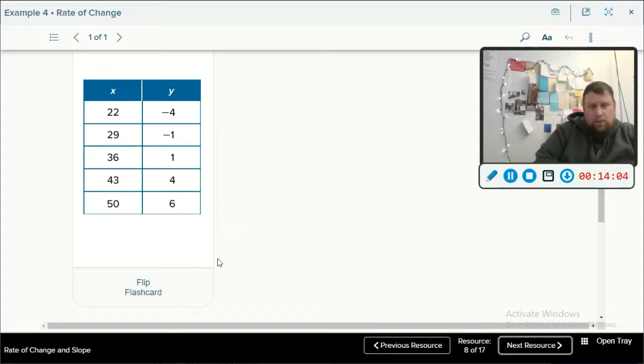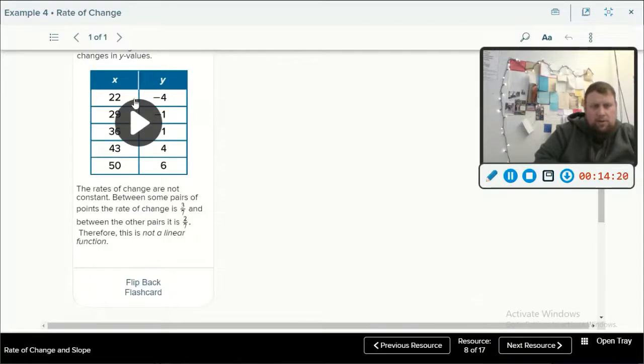Okay, determine whether the function is linear. Well, I see right here it's going up by 7. Looks like it's up by 7. Looks like it's up by 7 again, 7 again. Okay, and this is going up plus 3. Oh, but this looks like plus 2 and then plus 3. So let's flip the card and look at this one.